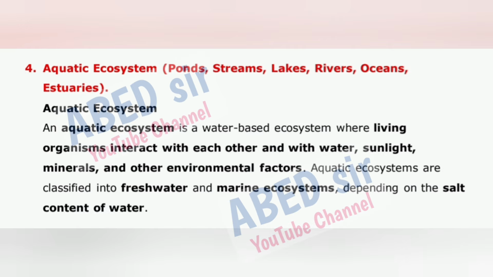Aquatic ecosystem. An aquatic ecosystem is a water-based ecosystem where living organisms interact with each other and with water, sunlight, minerals, and other environmental factors. Aquatic ecosystems are classified into freshwater and marine ecosystems, depending on the salt content of water.